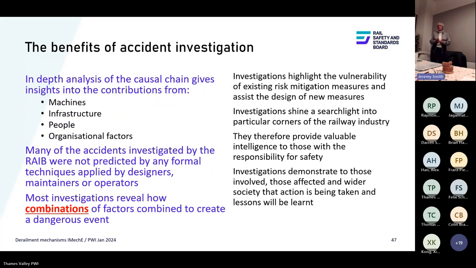And what we find is that in almost all cases, these incidents are not the result of one thing. They are combinations of things, and any one of them not happening, the incident wouldn't have happened. So it's a safe system, but just sometimes too many things all aren't quite as they should be at the same time. So combinations generally come to create a dangerous event.